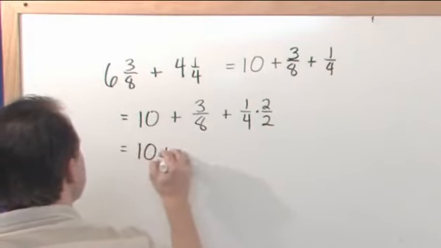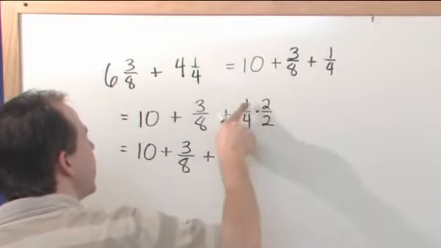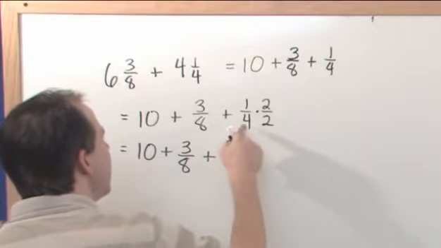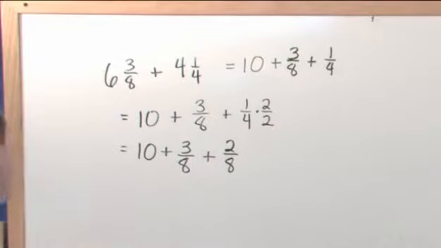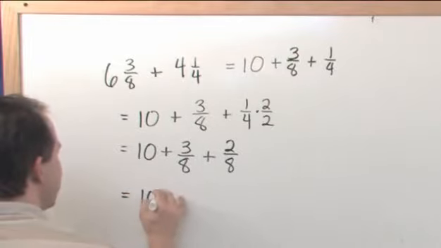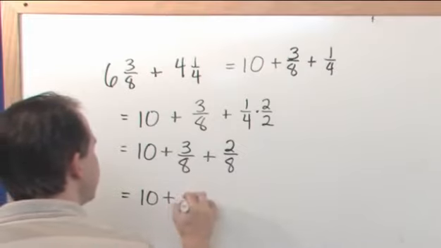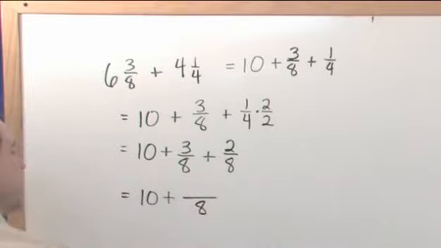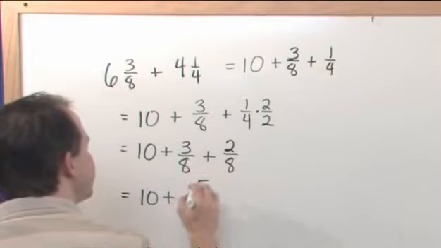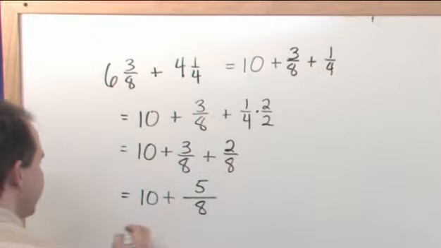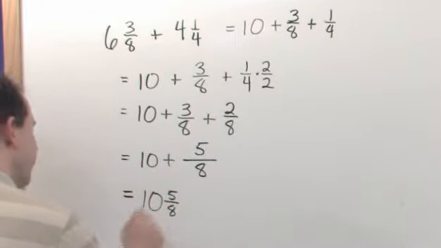So I'm going to have 10 plus 3/8 plus, now let's do this multiplication. 1 times 2 on the top gives you 2, and 4 times 2 on the bottom gives you 8. Now these fractions are in a form that are really easy to deal with. 10 plus, on the bottom it's 8, and that just stays the same. You carry it along when you add the fractions. And now you just add the top. 3 plus 2 is 5. So you have 10 plus 5/8, which is the same exact thing as saying 10 and 5/8. That's what this means, 10 plus 5/8.